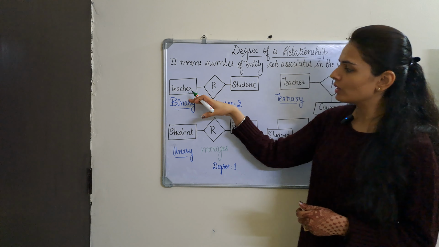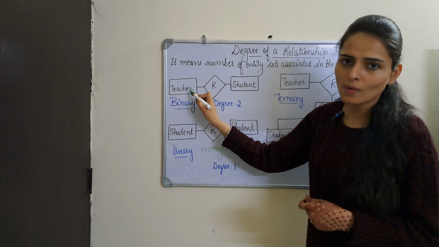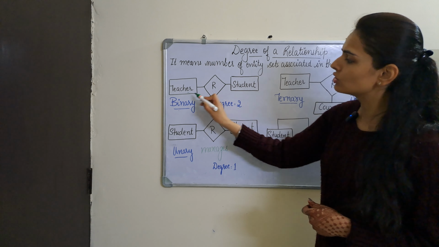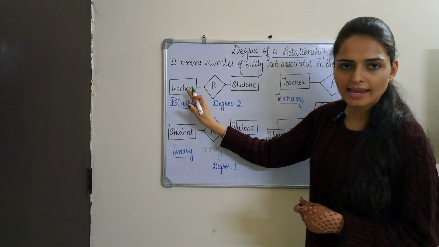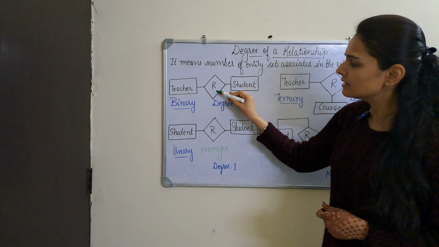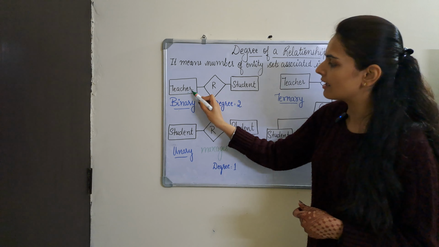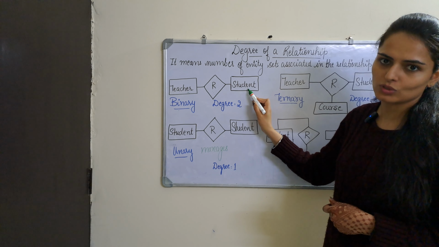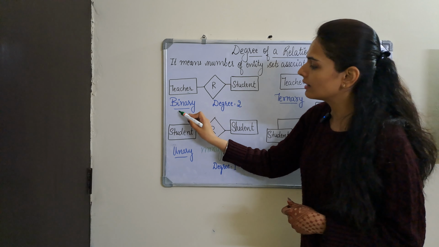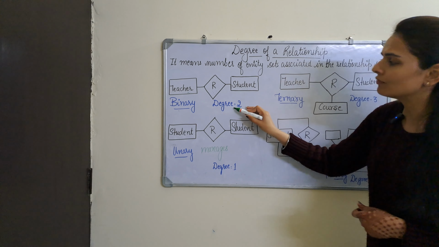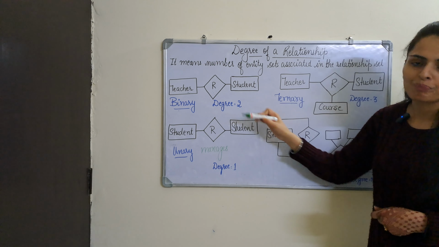So over here, we can see that there are two entity sets, that is teacher and the student, and these two entity sets are associated with one another with this relationship set. Since there are two entity sets associated with one another, it can be called a binary relationship, and the degree of this relationship becomes 2.